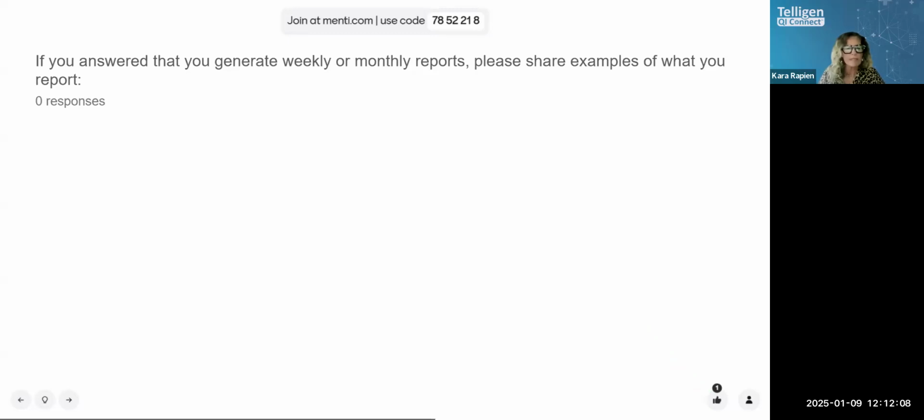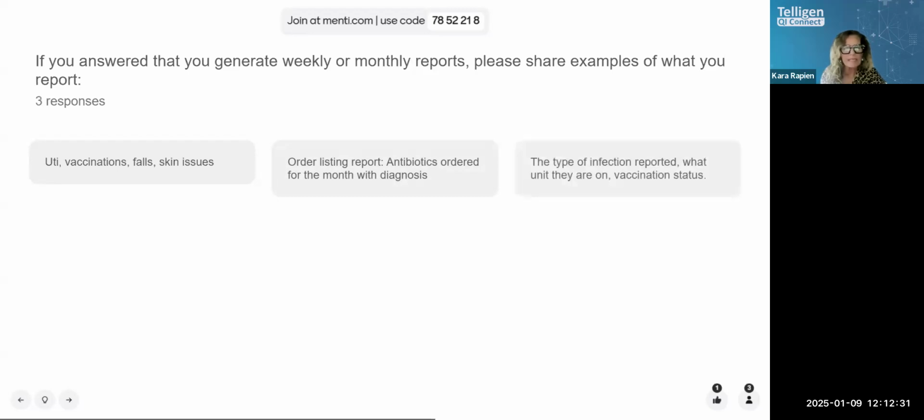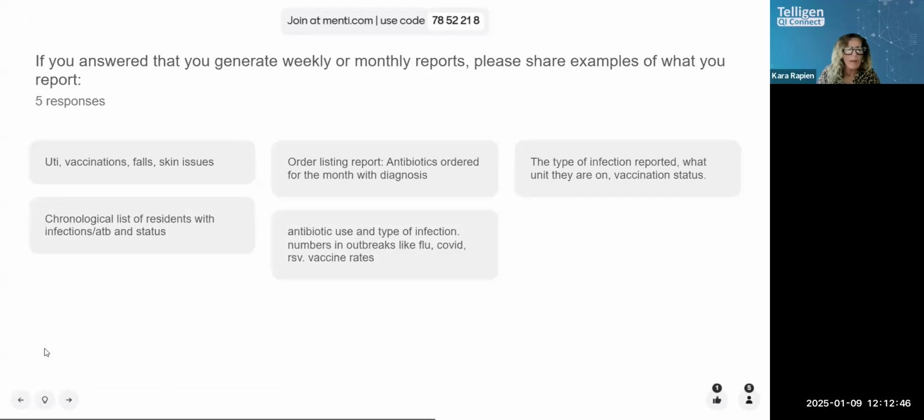If you can just put into Menti, you want to share some examples. So I see UTI, vaccination, falls, skin issues. Those are all great. Anyone else have any reports or want to put in any examples? Order listing report, antibiotics ordered for the month with diagnosis. That's great. Outstanding. You must have PCC. The type of infection reported, what unit they're on, vaccination status. Great. Thank you guys so much for entering some of those. Oh, I see some more popping up. Just continue to put those in as I move on.